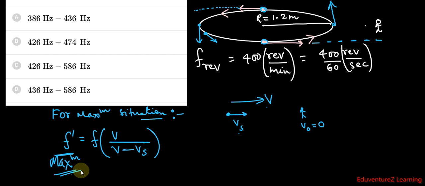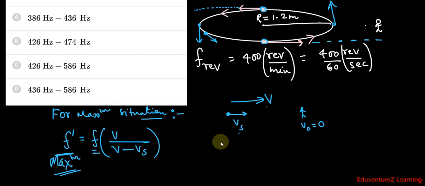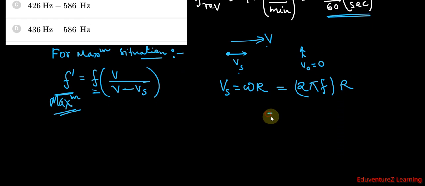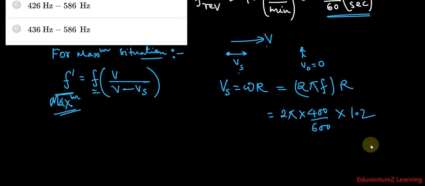So this will give you the value of maximum frequency, and f is the frequency of the sound produced, the frequency of the whistle, 500 Hz. V is the speed of sound and Vs is the speed of source. To calculate Vs, we will use the formula omega into R, and omega is 2 pi f, and the frequency is 400 upon 60 revolution per second. So 2 pi into 400 upon 60 into radius or length 1.2 meter. Now we will solve this.